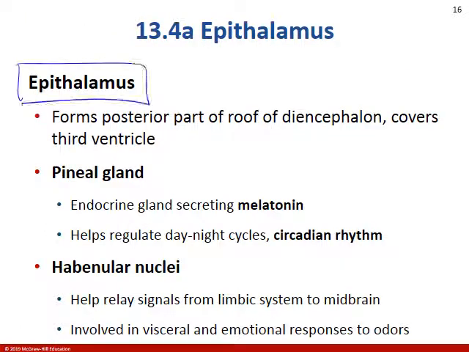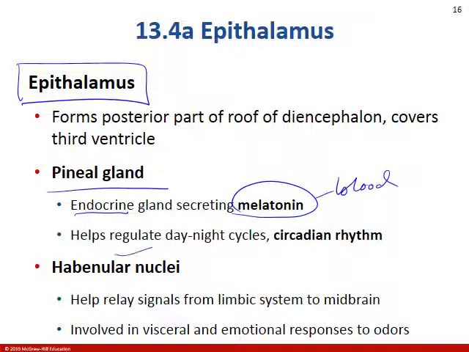The epithalamus's main feature is the pineal gland, and this is an endocrine gland that secretes melatonin into your bloodstream, and this is going to help regulate day and night cycles called your circadian rhythm. So basically when melatonin is high, you are sleepy.